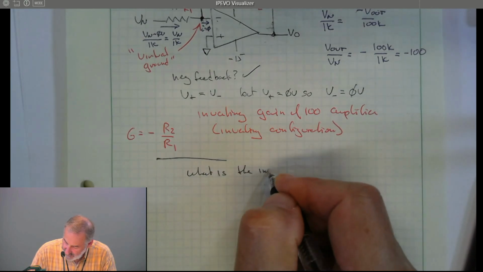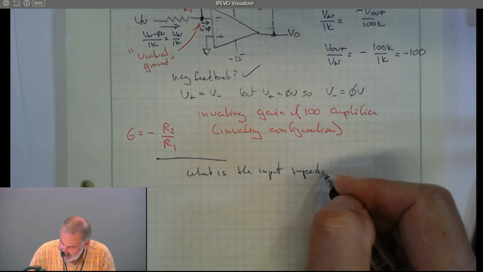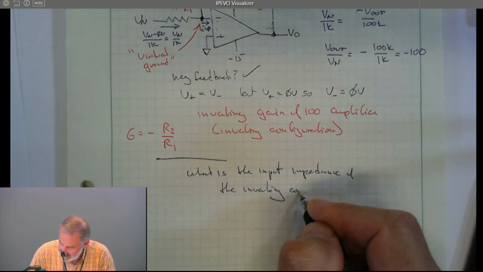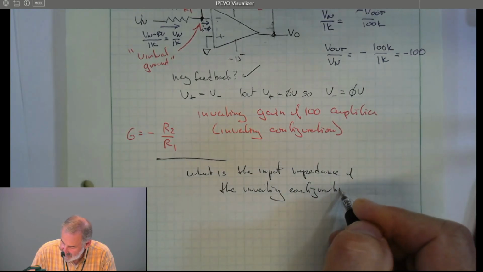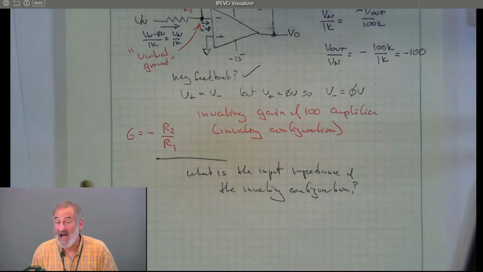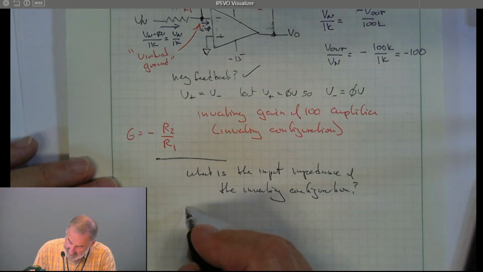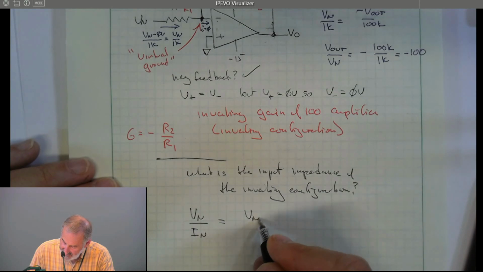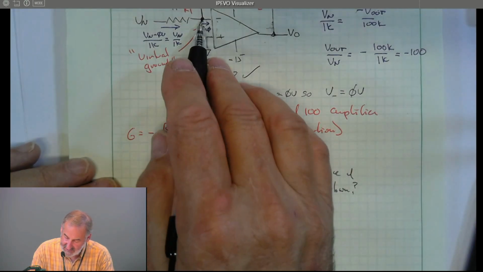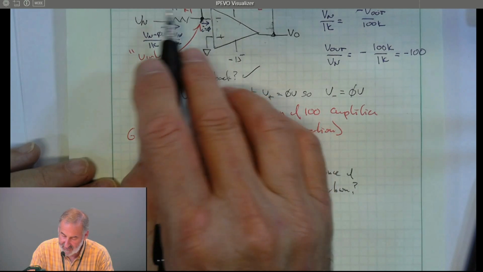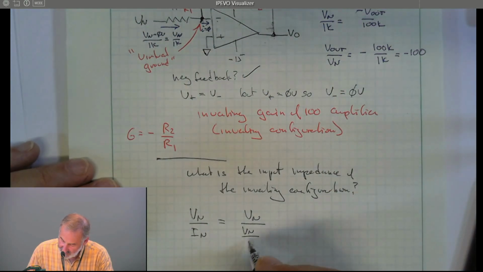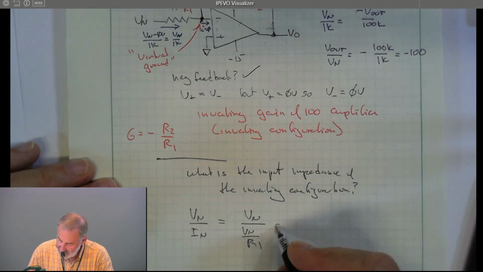What is the input impedance of the inverting configuration? Now, the input impedance of the op-amp is infinity, but that doesn't mean the input impedance of the circuit is. Well, that's just V in over I in, but we know that this is at 0 volts, this is at V in, so the current through here is V in minus 0 over 1K. That's just V in over R1, so the input impedance is equal to R1.